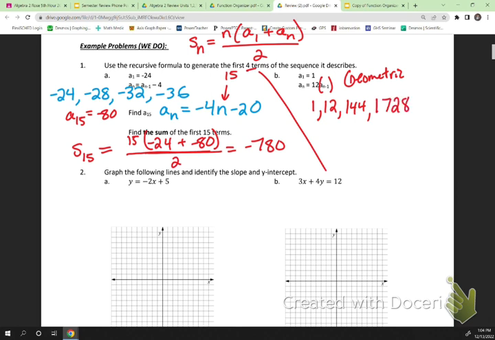1,728. Sweet. That's it. Do 144 times 12. Questions? It's geometric. Can you list the first 4 terms of a geometric sequence? All right, that's all I'm going to ask you about sequences. Okay?